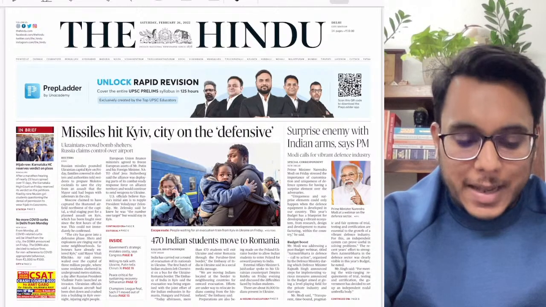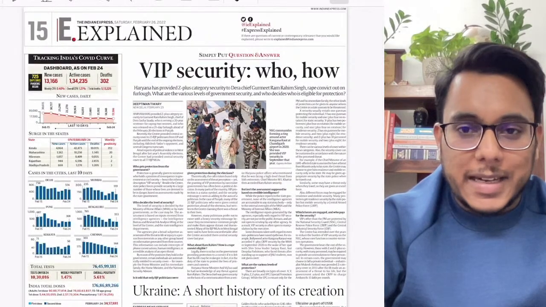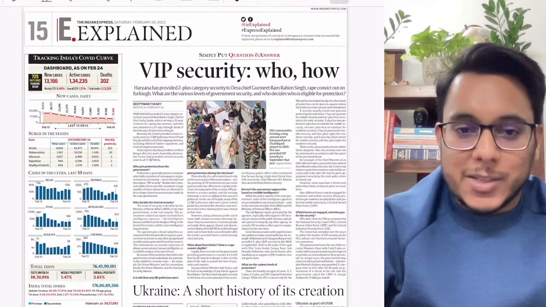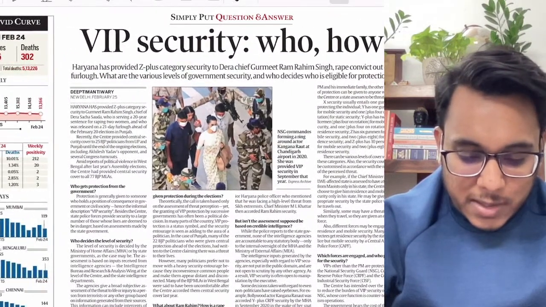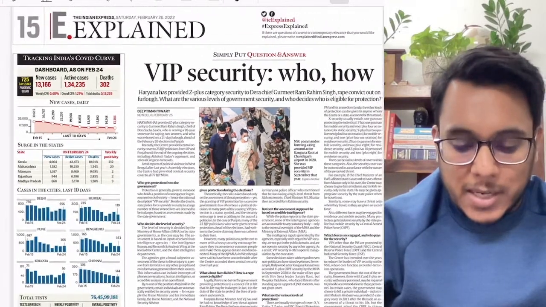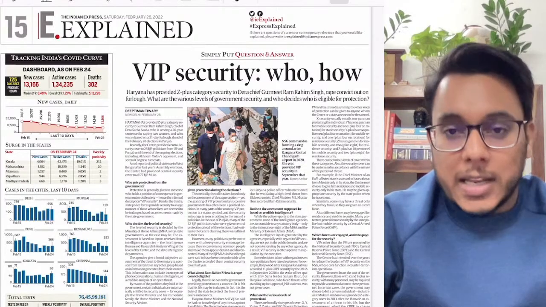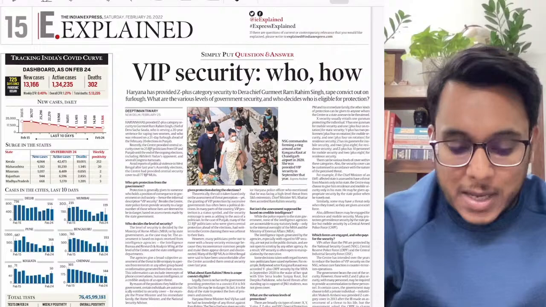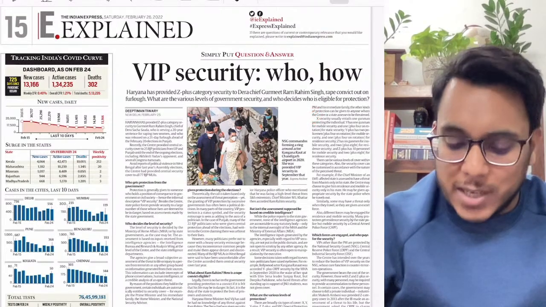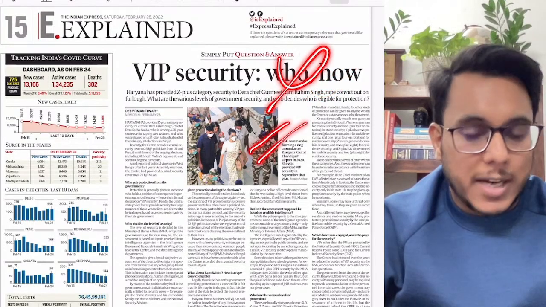Now, first of all, we'll take an overview of the Indian Express Explained section. Here you can see that in the Explained section, VIP security has been explained. Recently Kangana Ranaut was given VIP security. Now Dera Chief Gurmeet Ram Rahim Singh has been given Z plus security, he is out on furlough. So basically it has been explained why he was convicted, what the different levels of security are, etc. Not at all an important article for your examination. Guys, please don't go into such kind of things.